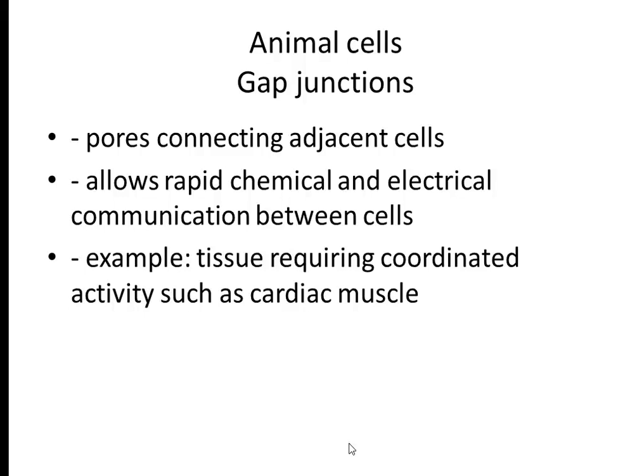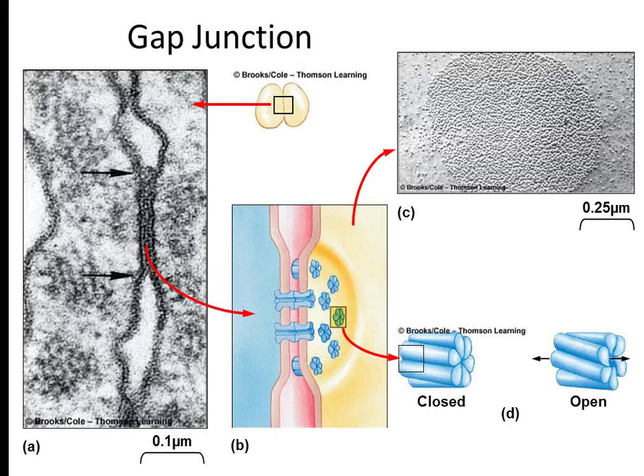Now, where you're going to find this is going to be in things like cardiac muscle, where you want this tissue to act in a very coordinated manner. Okay, so here's a diagram showing the idea of these gap junctions. Right here, you can probably see it best in the artist version of this, where you have these proteins in the two cells, and those connect together, and it forms a very tiny channel between the adjacent cells.